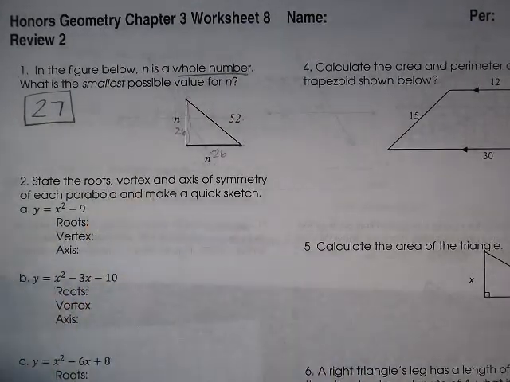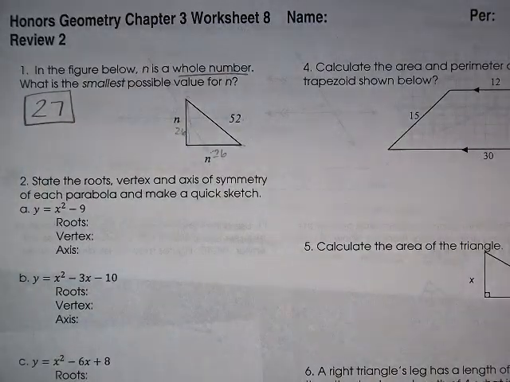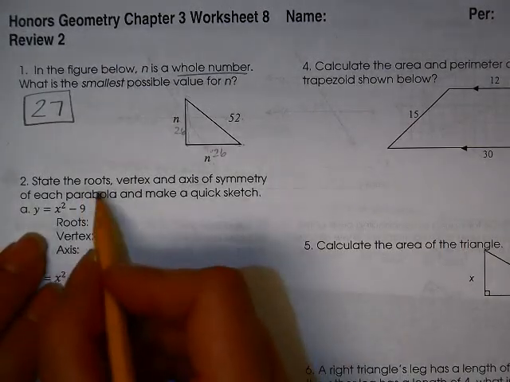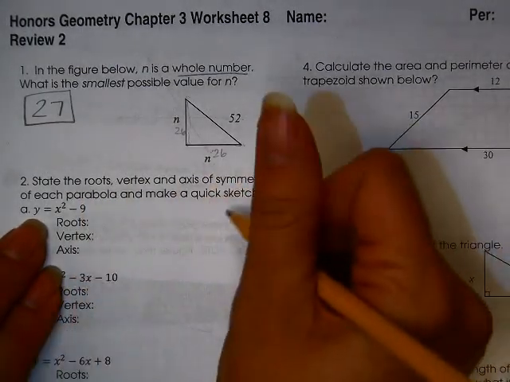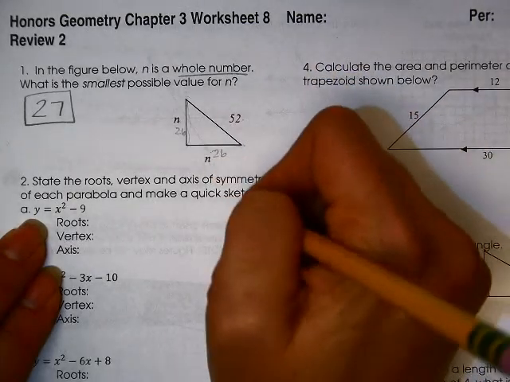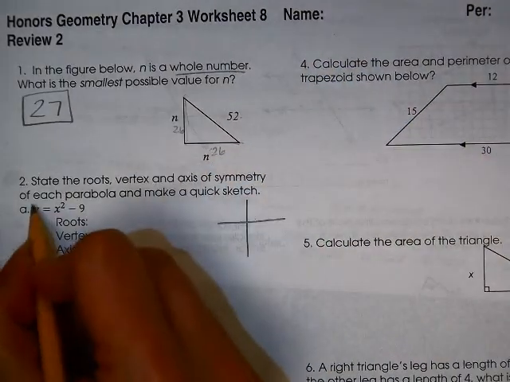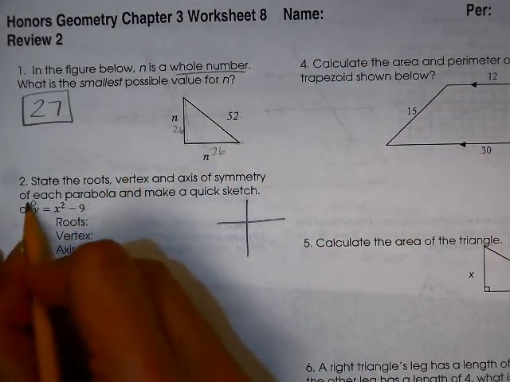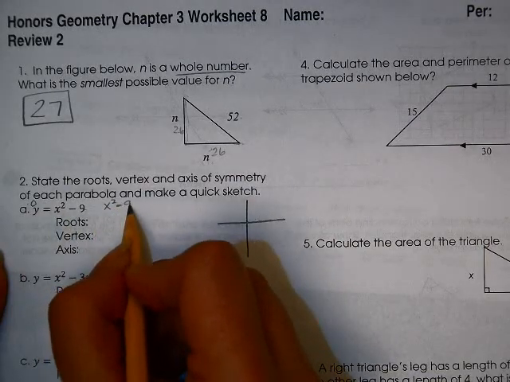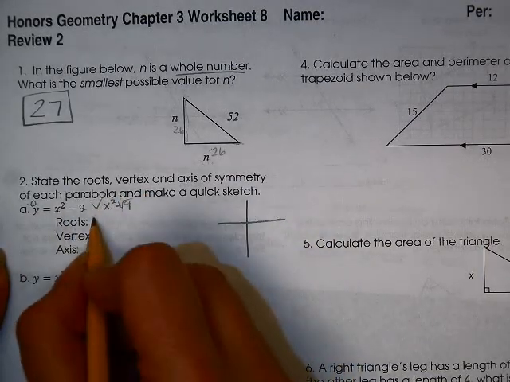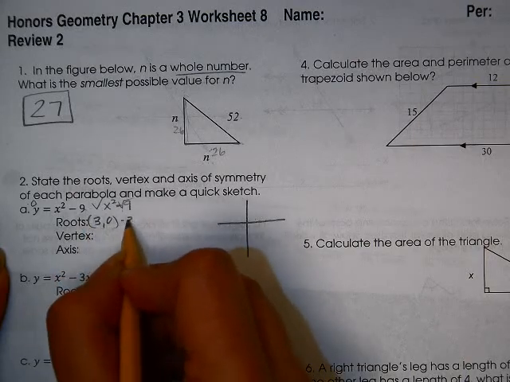For number 2, let's see, we're going to look at stating the roots and vertex and axis of symmetry. So the roots are, I plug in 0 here. If I can move the 9 over, so x squared is equal to 9. When I square root both sides, I get a 3 and a negative 3.